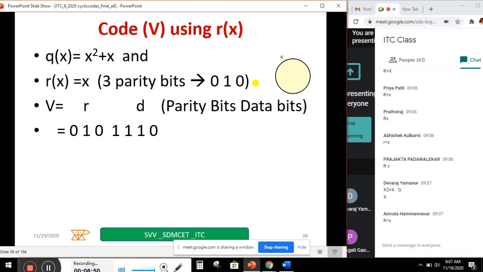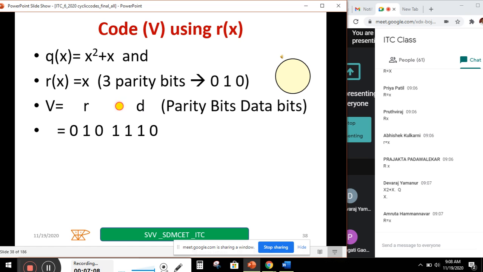Code word, how we are going to write. So write down the q of x equal to, r of x equal to I got. Actually it is 3 parity bits. Hence only x is there. 0, 1, x square term is not there, hence 0. Therefore, v equal to r followed by d.